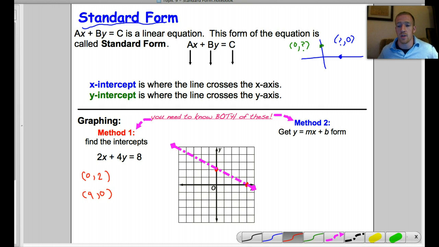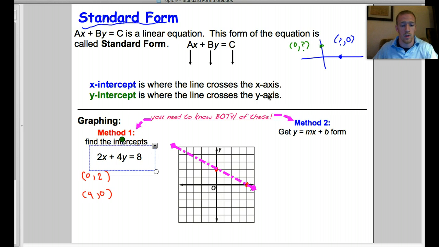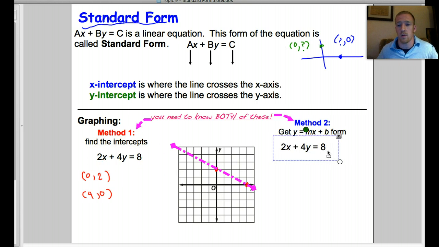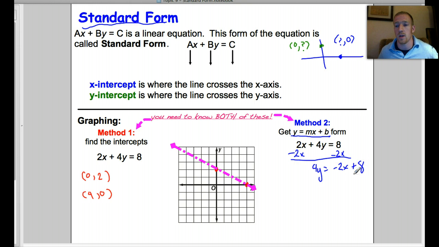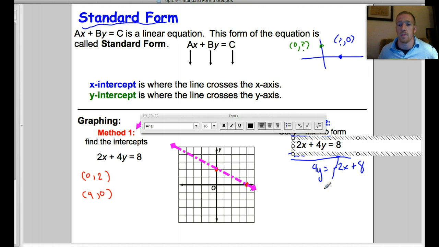All right. Method 2 is getting it into slope-intercept form. So let me grab this equation, put it over here. What I got to do is first get the x over. So I have 8 minus 2x. Can't combine these. To keep it looking more like this form, I'm going to write the x term first. So minus 2x plus 8. The sign stays with the term.